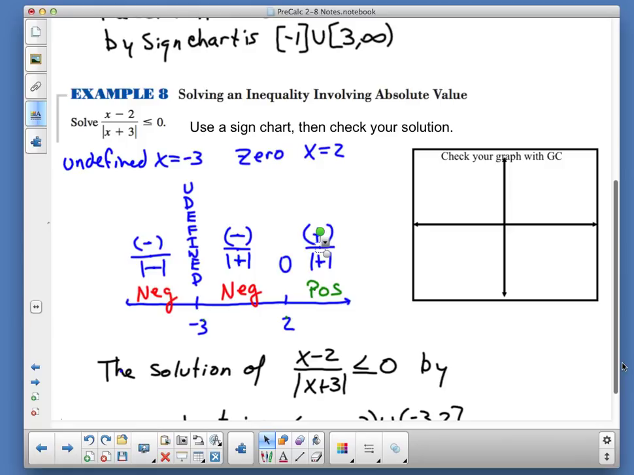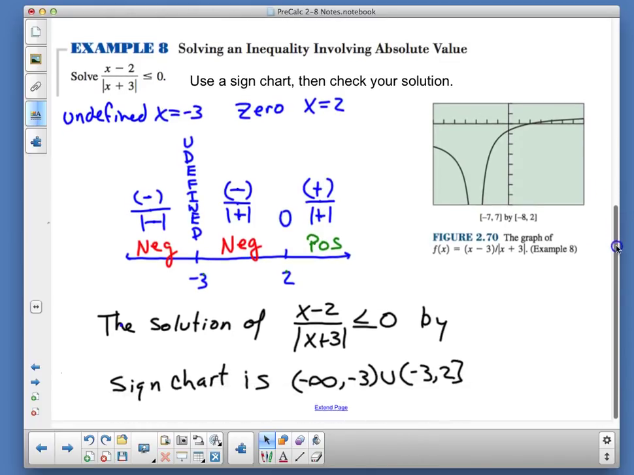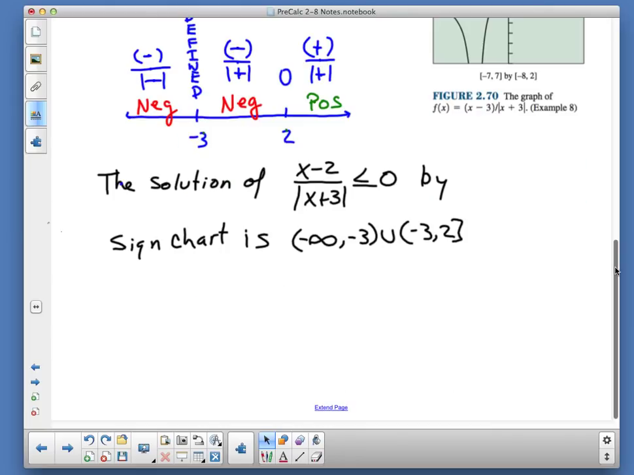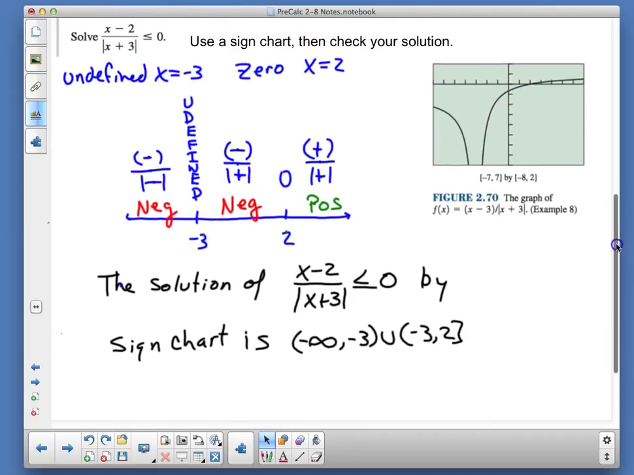So it's negative from negative infinity to -3, and from -3 to 2, and it includes 2 because it's negative or 0. So I'm okay with it being negative or 0 all the way up to including 2. And that's my answer by sign chart, if I can get that a little higher for some of y'all so you can see it better.